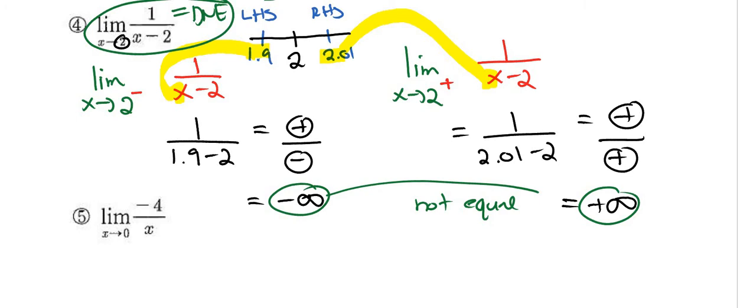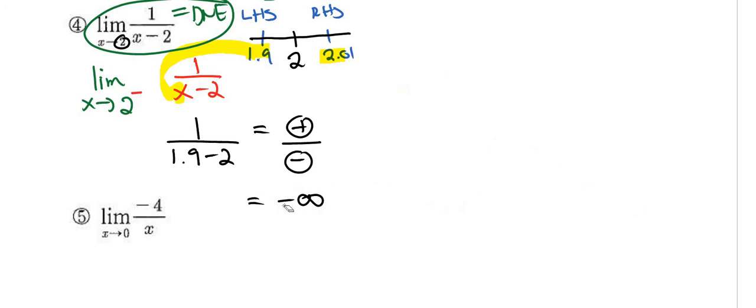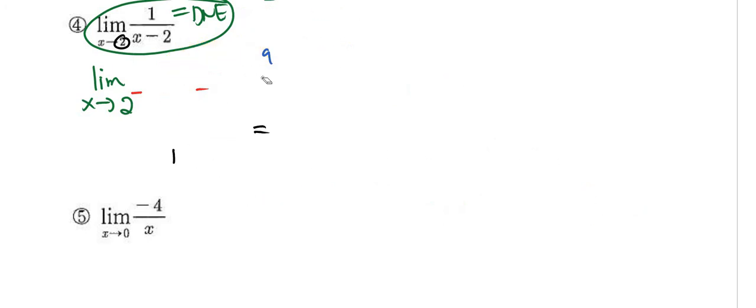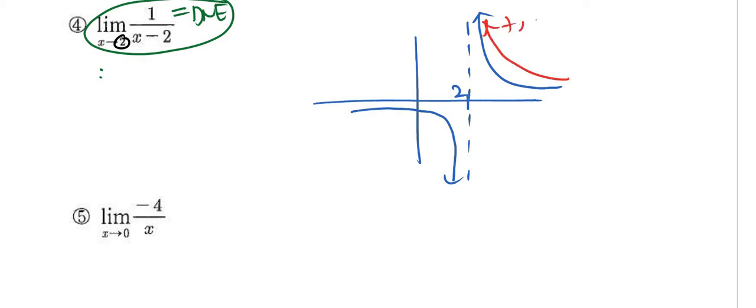Before I move on to question number 5, we just determined that the answer for question number 4 is does not exist because the left-hand limit and the right-hand limit are not equal. If you're drawing the graph of this, you have a vertical asymptote at 2. If you want to draw your little vertical asymptote here, maybe the graph looks like this and like that. Clearly, if you're approaching 2 from the right-hand side, you're going to positive infinity, and from the left-hand side you're going to negative infinity, and that's why the limit does not exist. So there's a visual representation right there.